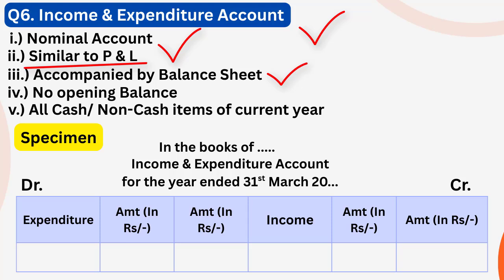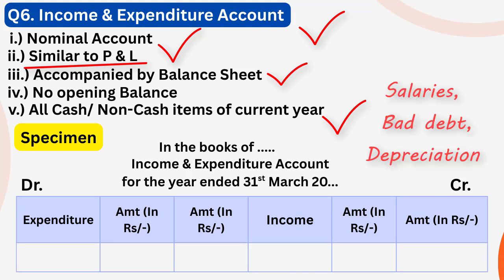There is no opening balance in this account. The surplus or deficit you find is transferred to the capital fund. All cash and non-cash items pertaining to the current period are recorded in this account. For example, the salaries that have been paid or outstanding, bad debts, depreciation on fixed assets, everything is recorded here.